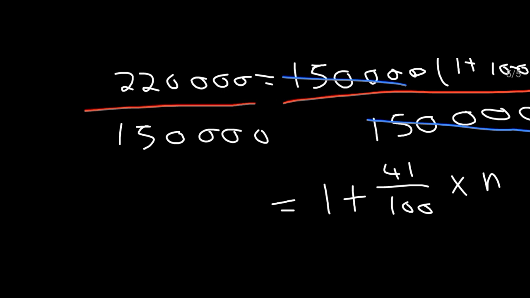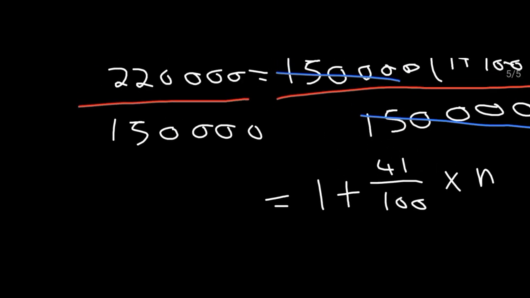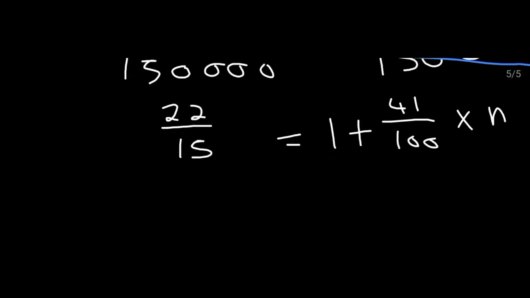You use your calculator and it will give you a decimal of 1.4666667. So when you press 220,000 divided by 150,000, it will first give you 22 over 15. Write this fraction instead of a decimal. Don't round off before your final answer. Don't round off until you reach the end, n is equal to something.